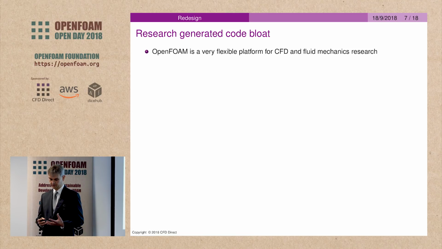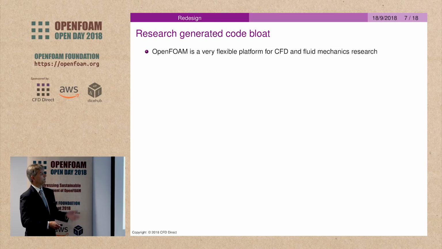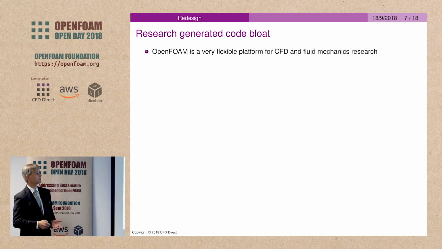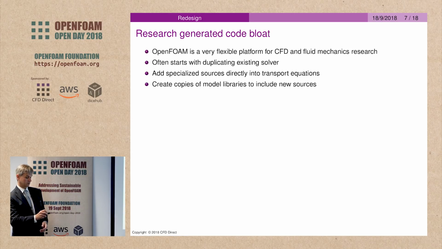One is contributions that come from research organizations or research individuals, PhD students. Quite often, a research project starts without any interaction with us. Some professor decides to set up a project, gets a student, and they use OpenFOAM because it's a very flexible platform. It's a good choice for doing CFD research. And what do they do? Well, they take the easiest route and say, we'll just find what in OpenFOAM is close to what we want to do. We add sources, tinker with the equations, create copies of libraries, create copies of everything until it does what they want.